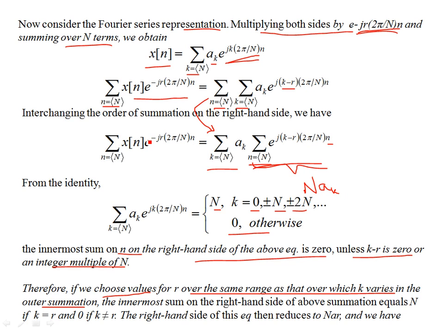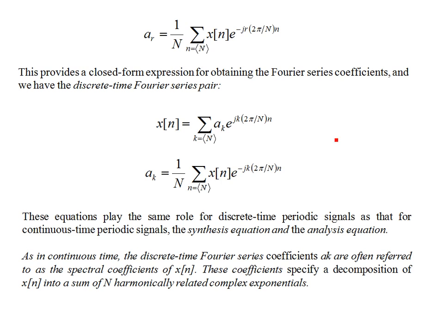And you can bring this N over here in the denominator. So 1 over N comes over here if you bring it to the other side, and you're left with the Fourier coefficient on this side only. So the innermost sum on the right hand side of the above equation equals N if k is equal to r, and it is 0 if k is not equal to r. So the right hand side of this equation then reduces to N a_r, and therefore we have the closed form expression for the Fourier series coefficients, which for a discrete sequence is 1 over N, and again a finite series because we are talking of a finite number of complex exponentials.